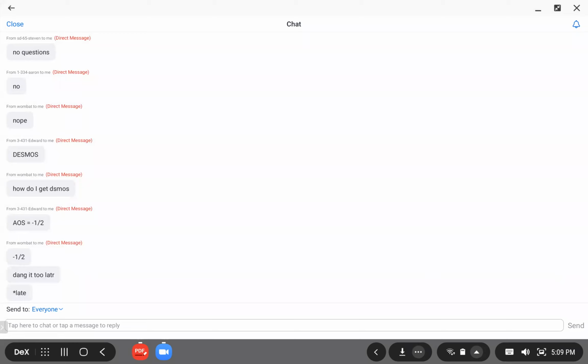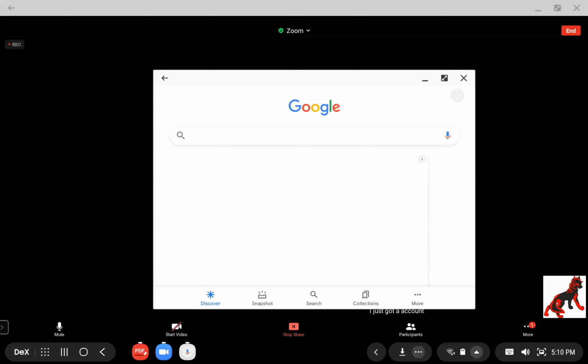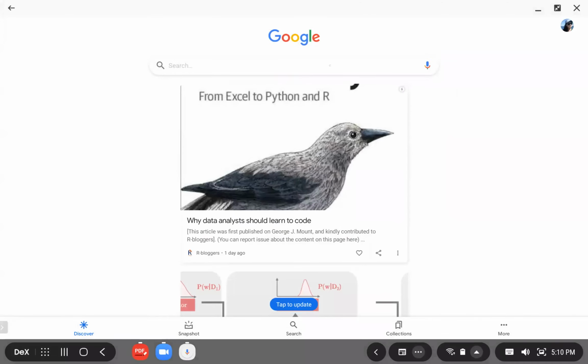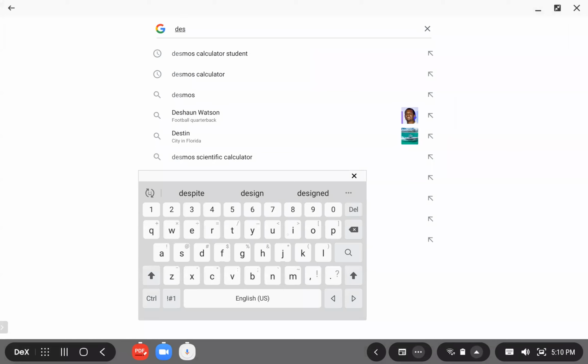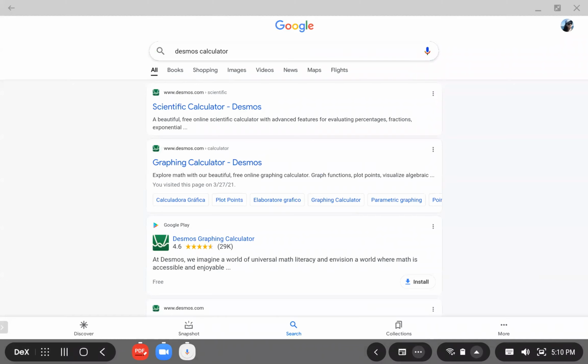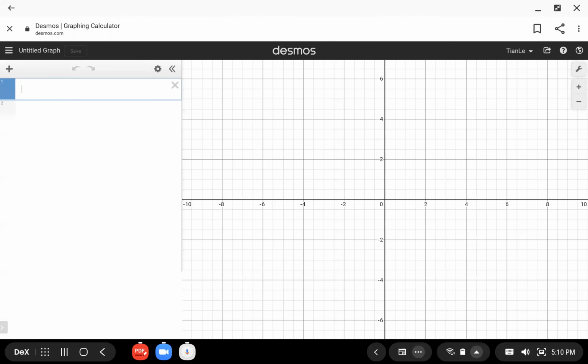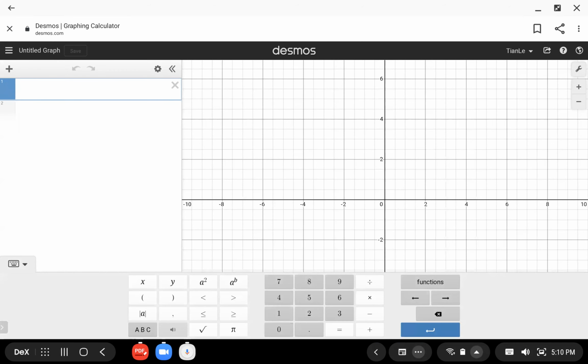So Desmos, how do you get Desmos? You just type it into Google and go to desmos.com. How easy is that? Since you don't know how to use Desmos, hold on, let me just go to Google Chrome here. I bet you can all see this. Okay, so this is the Desmos calculator. Just go to desmos.com, and this is our graphing calculator.